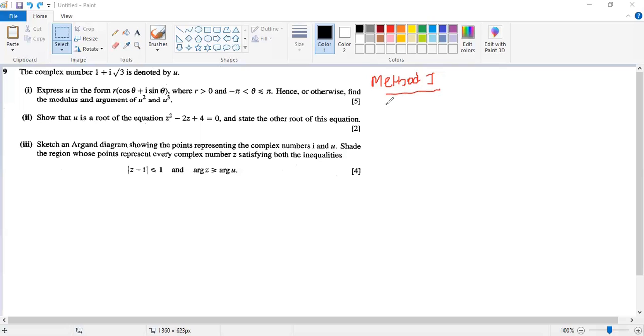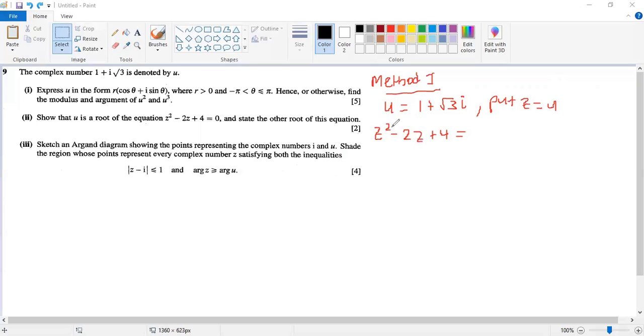We know that u equals 1 plus root 3 i. This is defined already. They want you to show that u is a root of this equation. So put z equal to u, substitution, and just evaluate the left-hand side of the equation, which is z squared minus 2z plus 4 equals 0. So how do we show this is equal to 0? We cannot put the equal to 0 part.